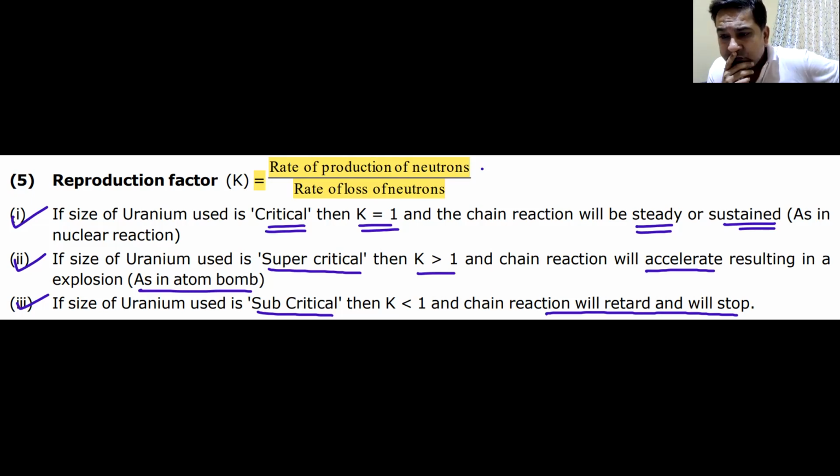Okay, sir. Remember this critical size and this reproduction factor, you just have to remember them. If you understand any one of these, the other one automatically comes. K is 1, size is critical, nuclear reactor. K is greater than 1, atom bomb. K is less than 1, failed experiment. Then we have nuclear reactor.